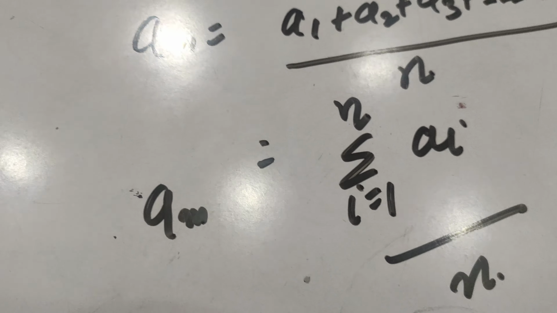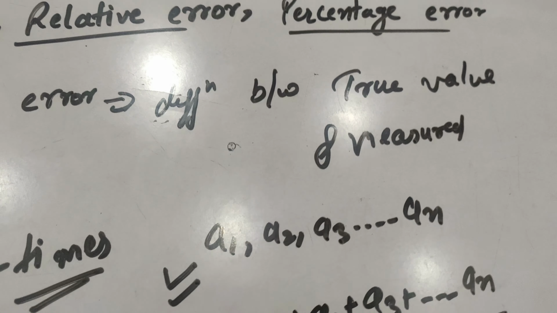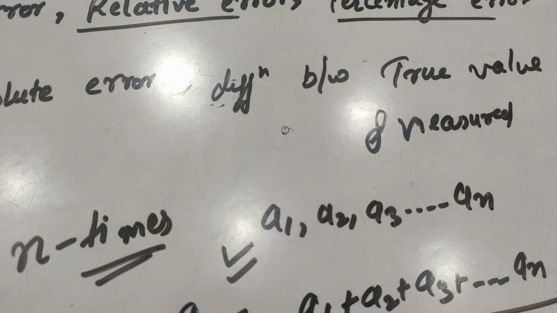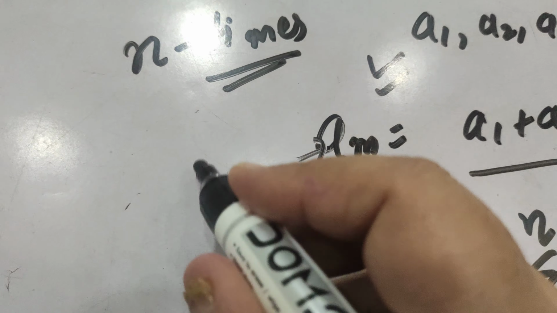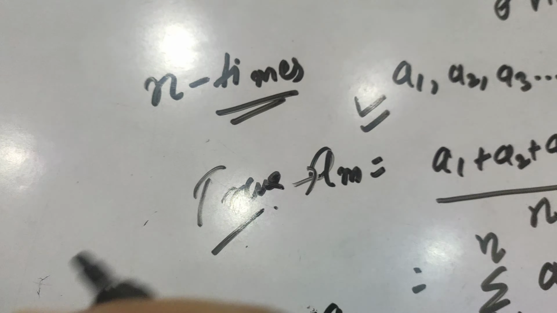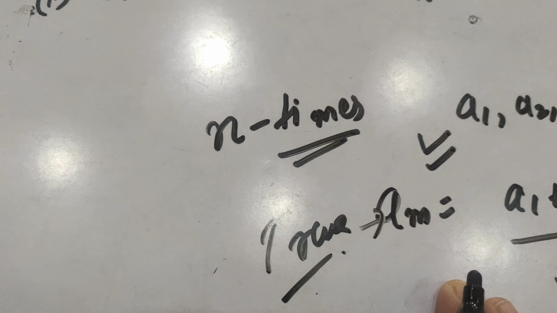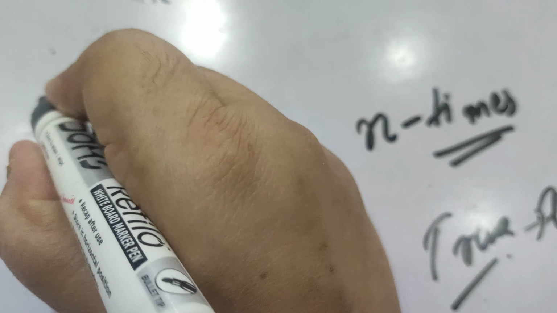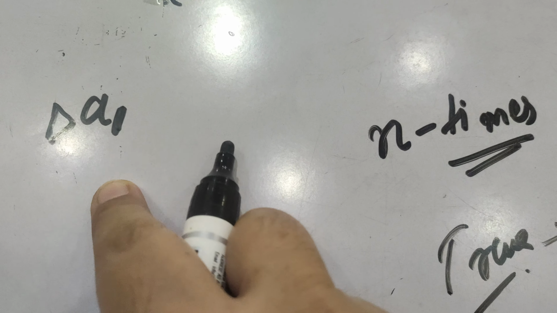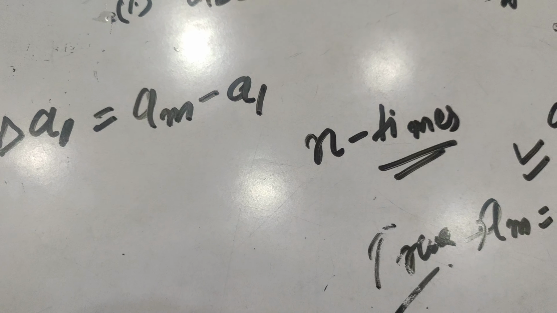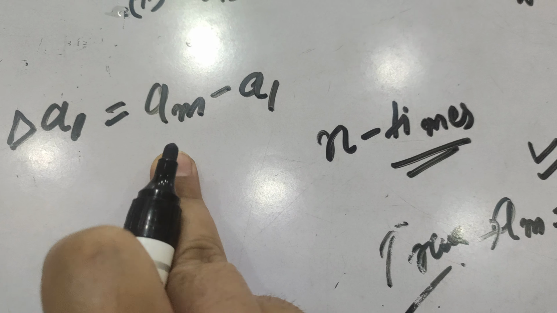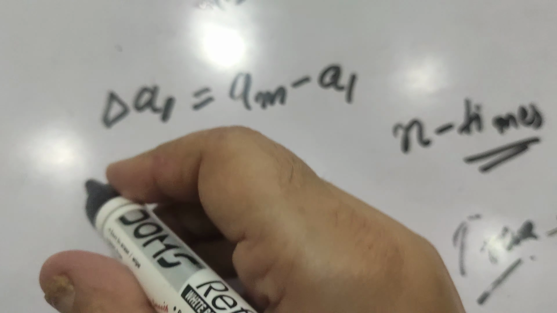Now what is the definition? The definition is, it is the difference between true value and measured value. So this mean value is considered as the true value, as it is close to our true value. So if we want to calculate the error in the first measured value, delta a1 is the error in the first measured value. It is given as am minus a1, that is, true value minus measured value.